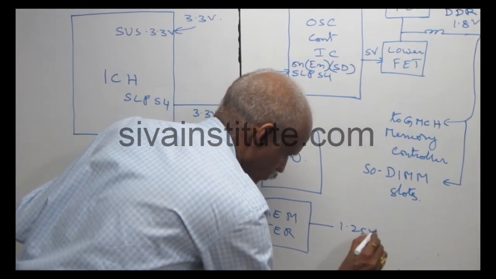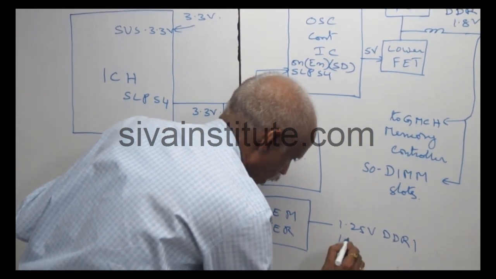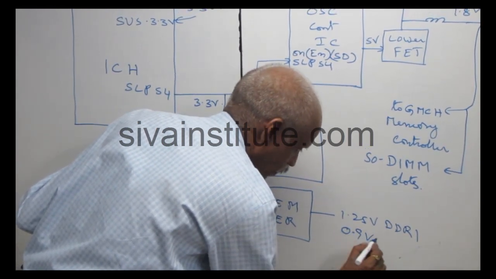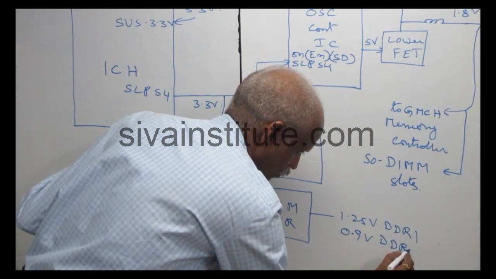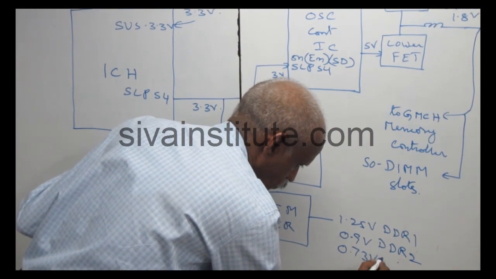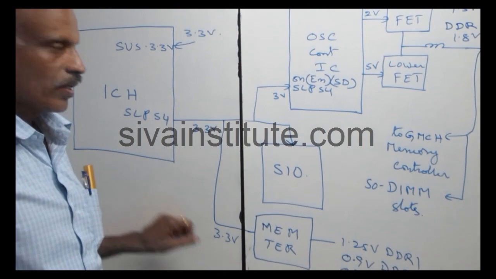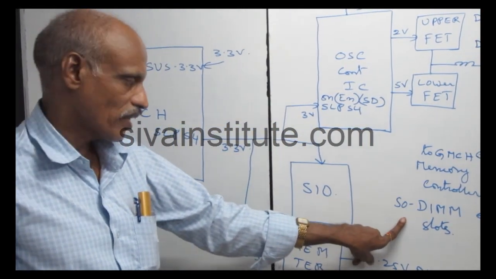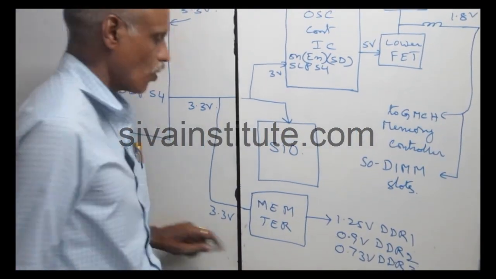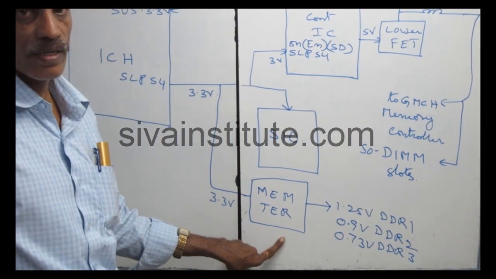1.25 volts to DDR1, 0.9 volts, that means 0.9 volts to DDR2, and 0.73 volts to DDR3. This voltage goes to the memory DIMM slots, termination resistors or capacitors. If there is no voltage at this point, or any fault here, a no display fault will come.